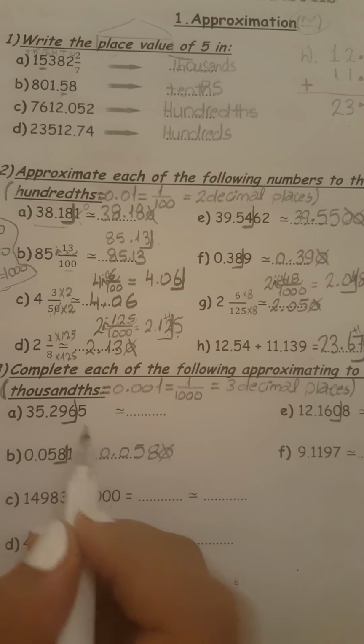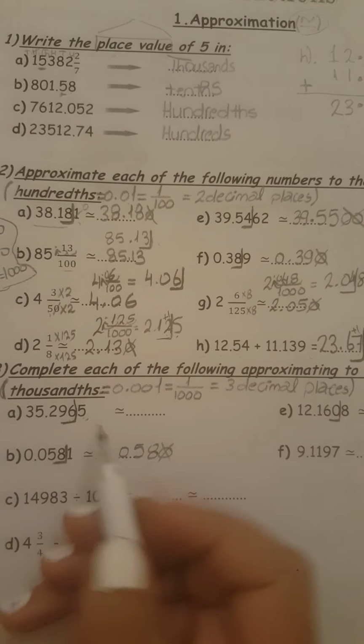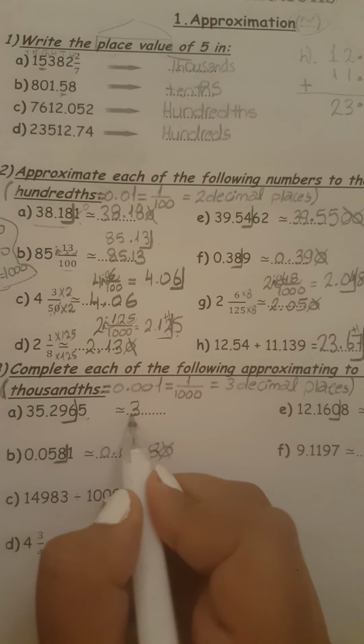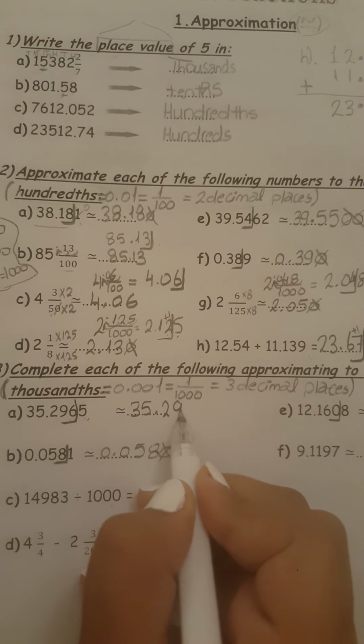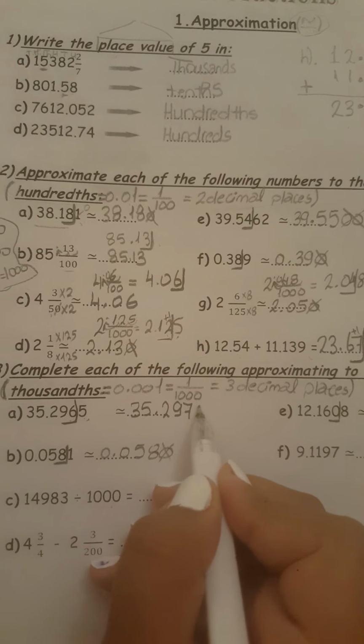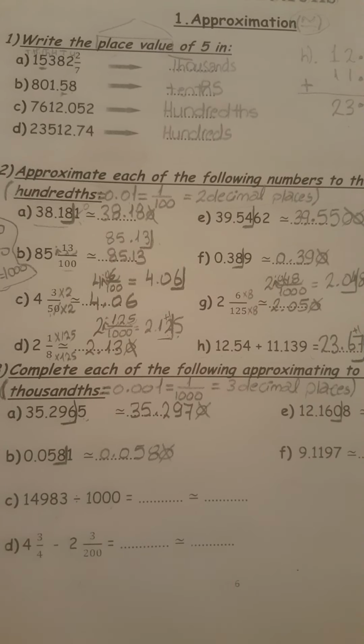I will put my wall. The 5 is strong or weak? Strong. Excellent. So it will give the 6 a push, so it will be 7. It will be 35.297, and the 0 has no meaning. Okay. Let's see C.